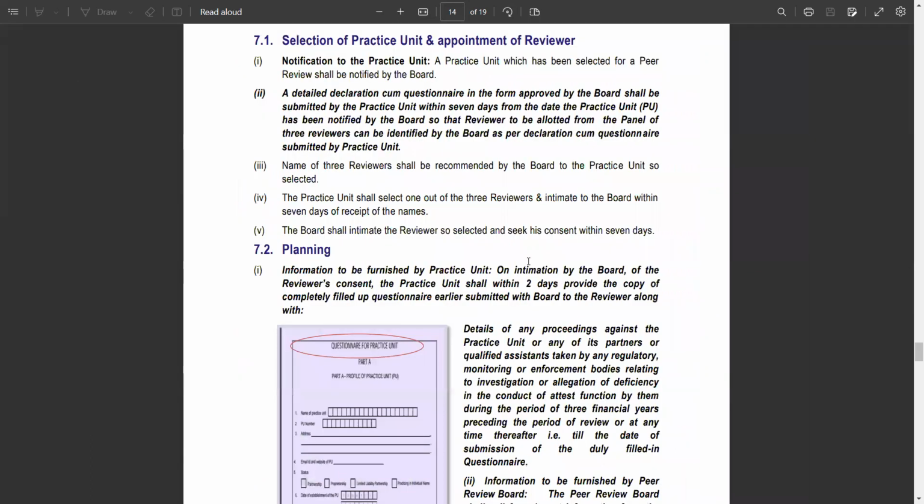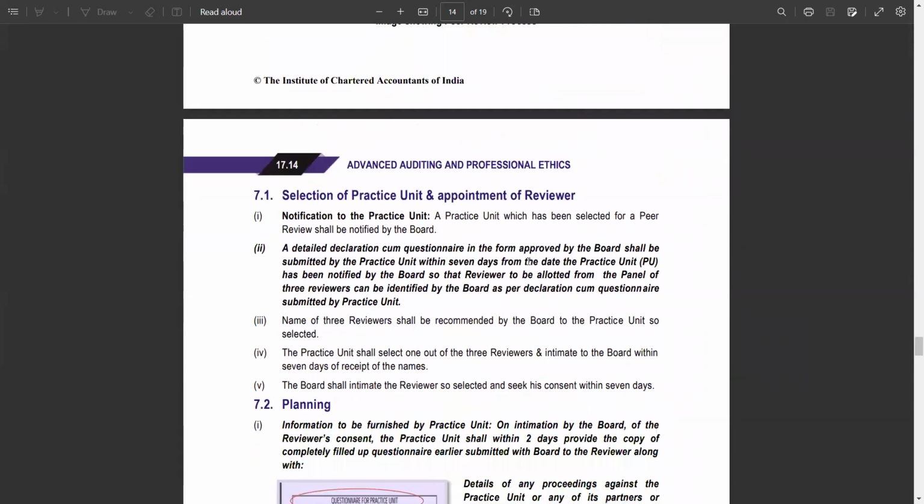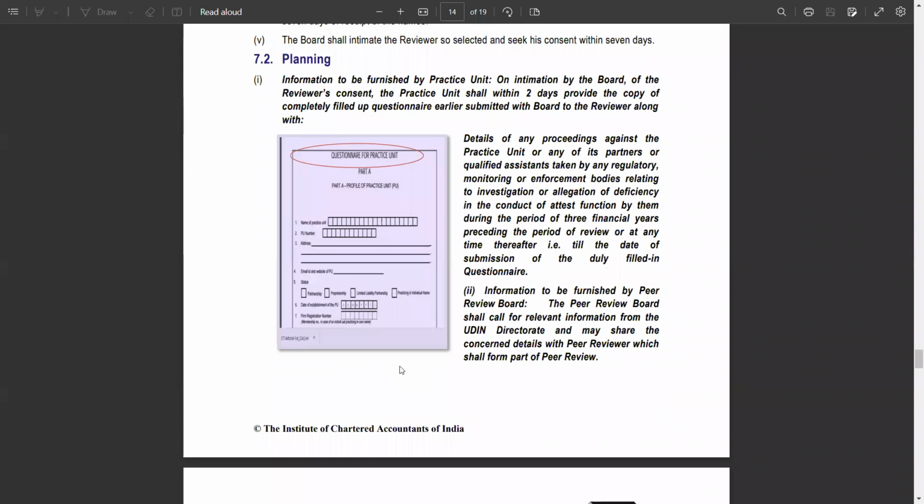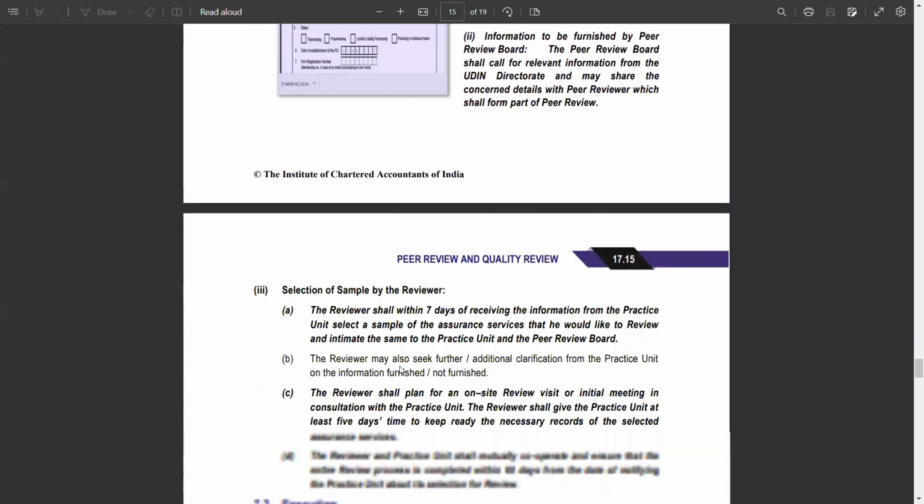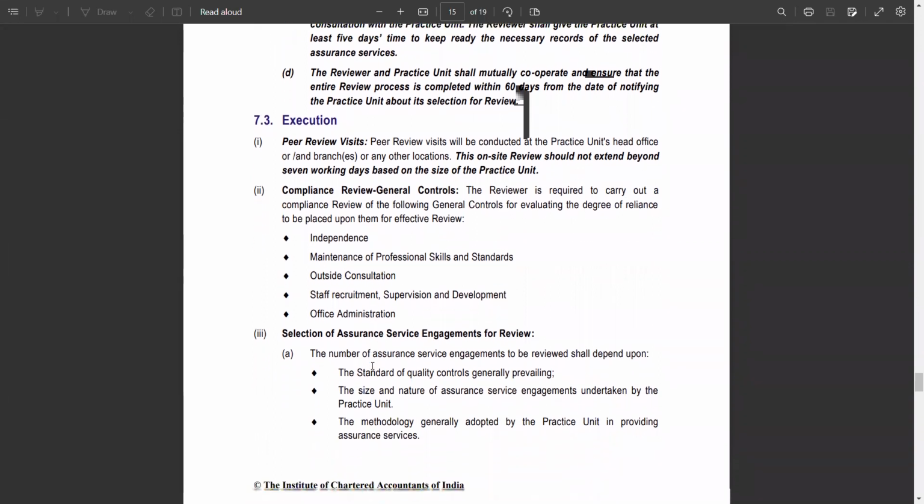Now coming down to the next topic, selection of practice unit and appointment. This has been done. Planning, okay, this has also been done. Right, the peer review procedure to be followed. Execution, you can read from here. On-site review, 7 working days, but also amended. All right, so compliance review.